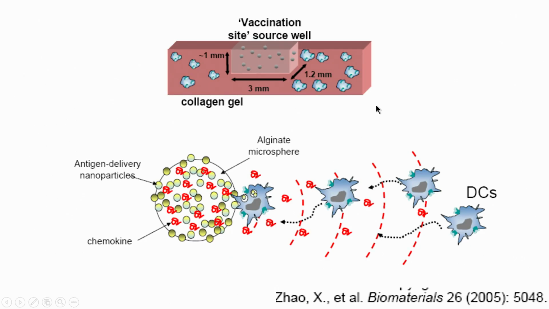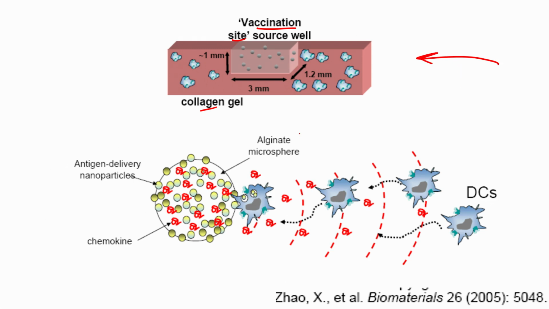So, very similar concept here. In this case again you are injecting a collagen gel and you are creating a vaccination site. This is a big gel, as you can see, about a millimeter by 3 millimeter, and what you are doing here is encapsulating whatever antigen and whatever chemoattractants you want, and that will cause the immune cells to come to the site.